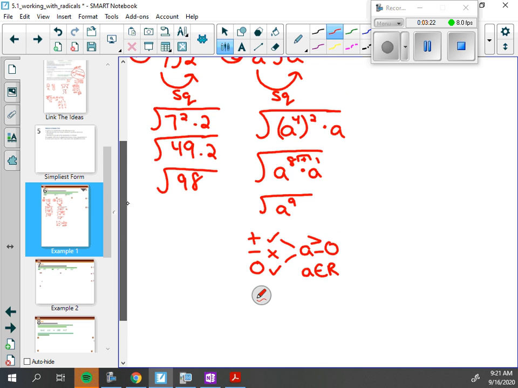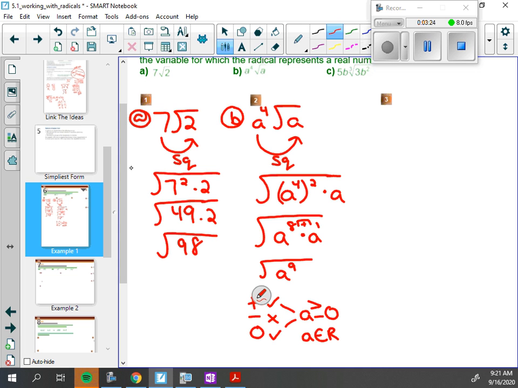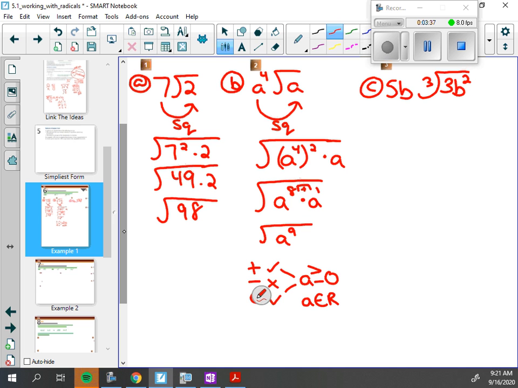And the last one over here was 5b, and then the 3 was a cube root. It wasn't on the b. It was the cube root of 3b squared. So these first two, in order to make them entire radicals, when we put them under a square root, we have to square them first. These are going under a cube root, so we would have to cube them first.